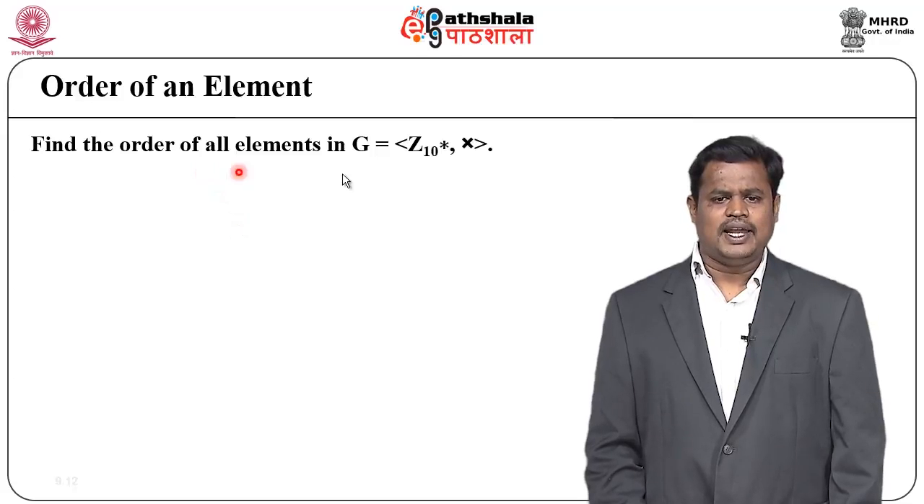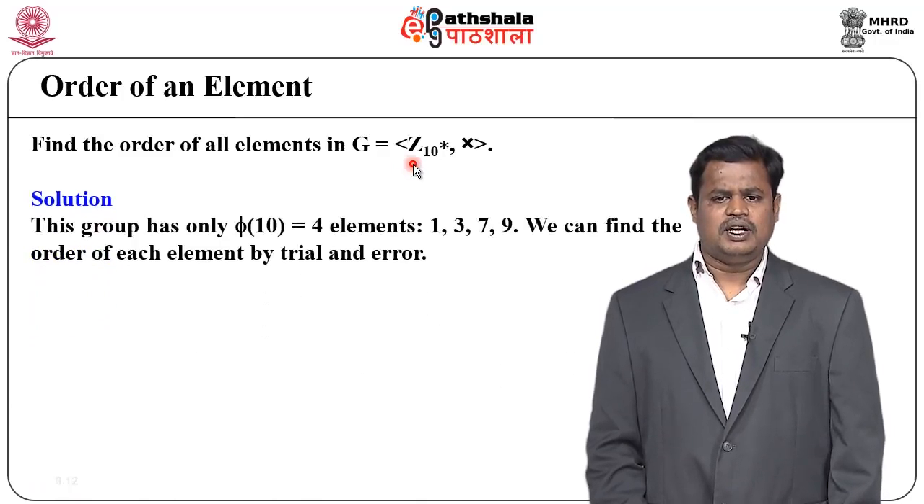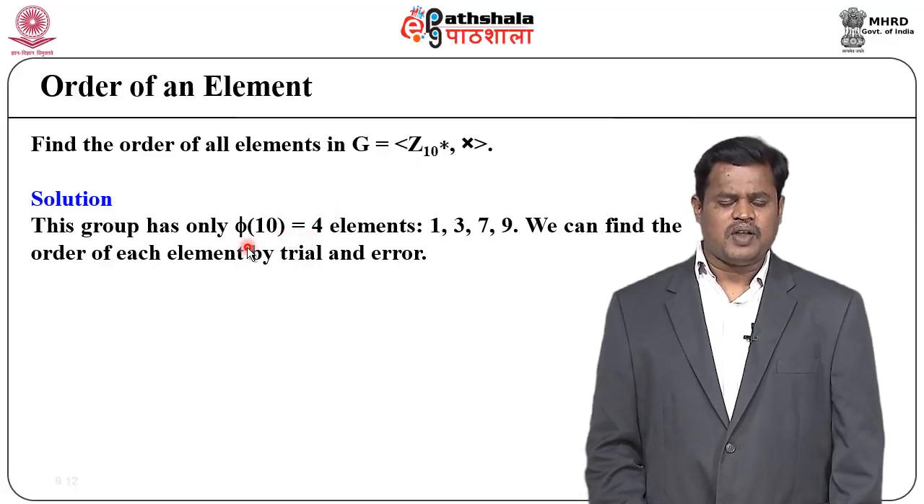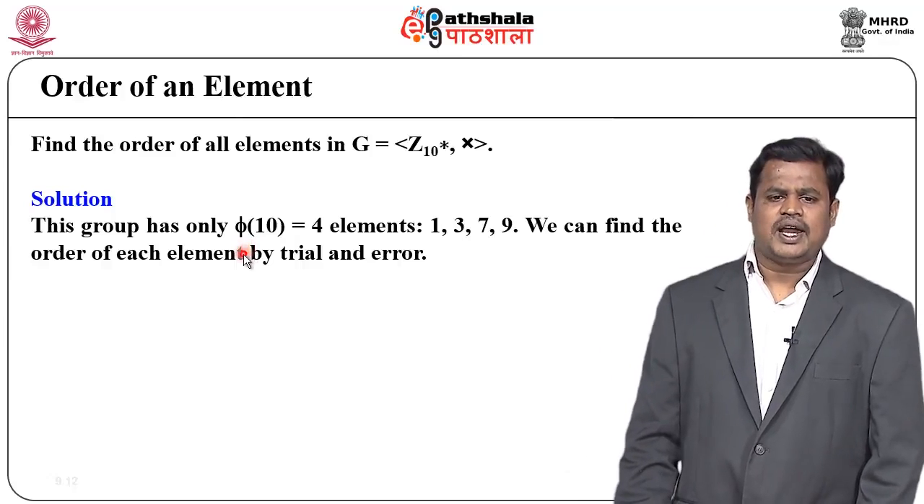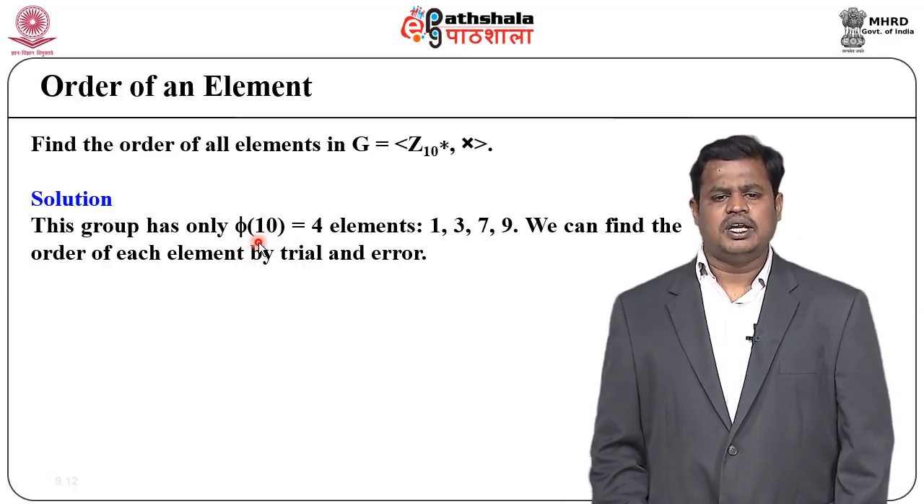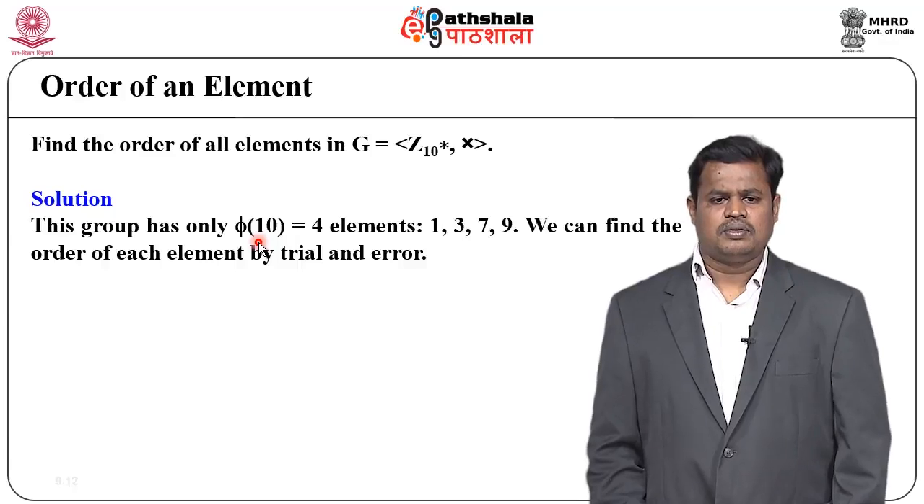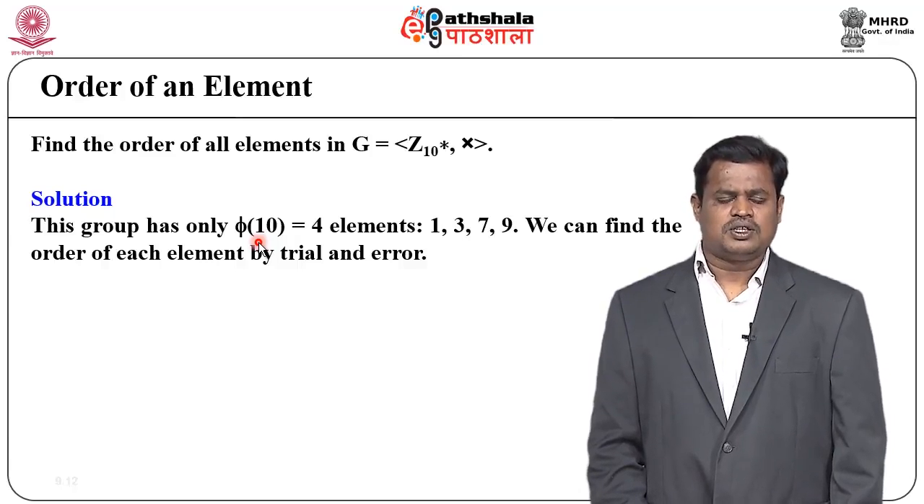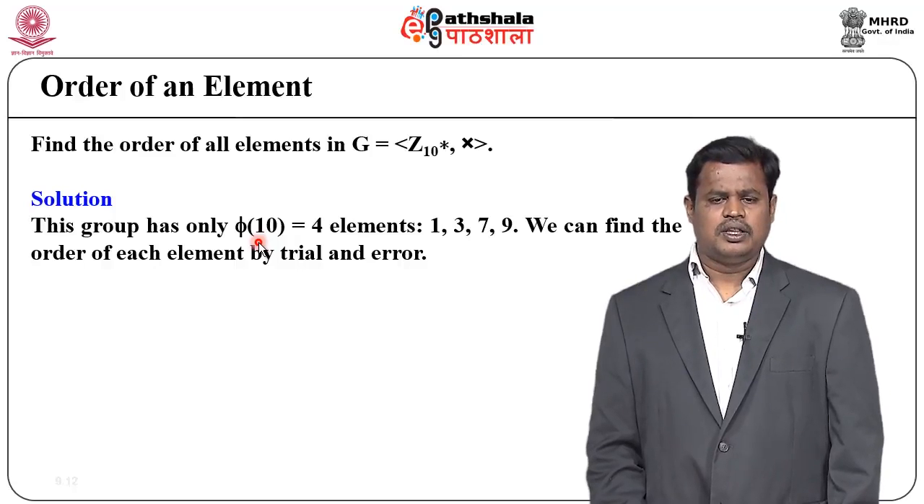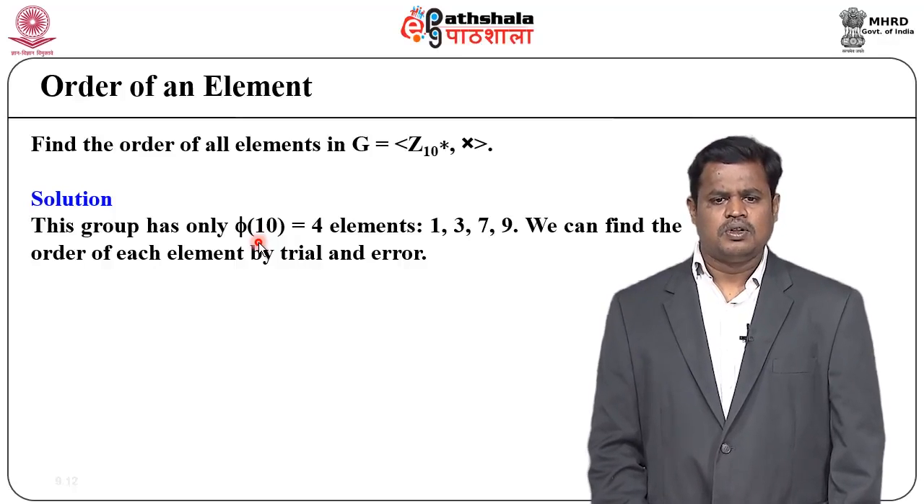Find the order of all the elements in G, a group Z10 under multiplication. We know very well that Z10 has only 4 elements. How did we get this? With the help of the Euler phi function. How can we write 10? 10 can be written as 2 into 5, so phi of 2 into 5, that means p minus 1: 2 minus 1 is 1, then 5 minus 1 is 4, and 1 into 4 gives us 4 elements.